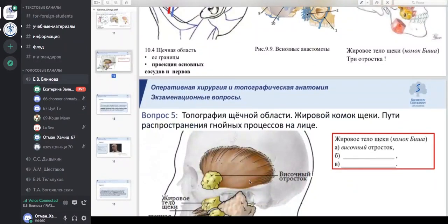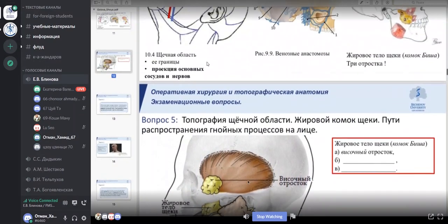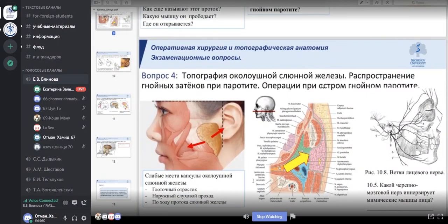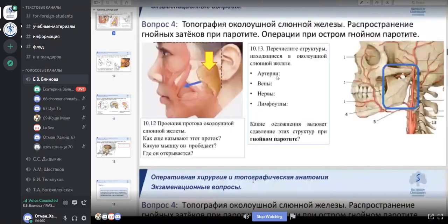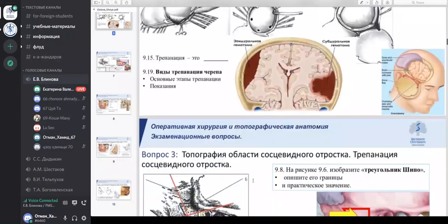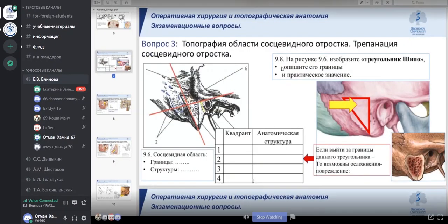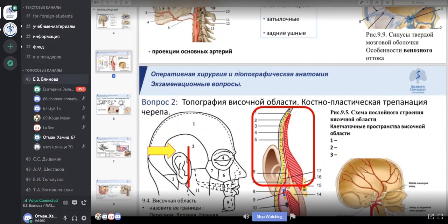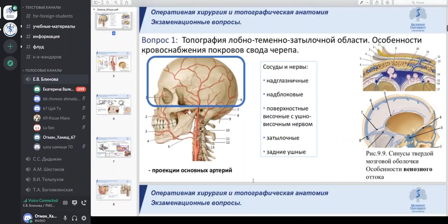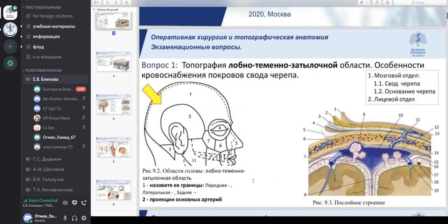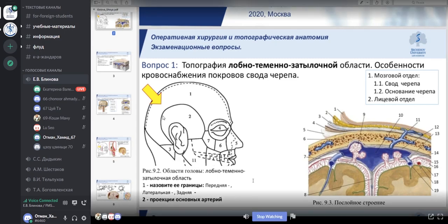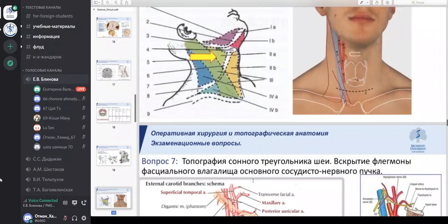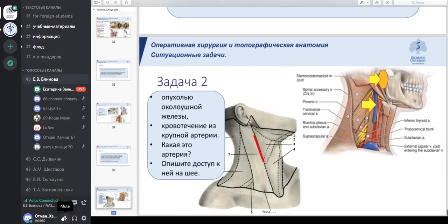Six, five, it's the topography of the buccal region. Four, topography of the parotid masticatory region. Topography of the mastoid region. Topography of the temporal region. And one, topography of the frontoparieto-occipital region. That's all. Now, do you have another question?